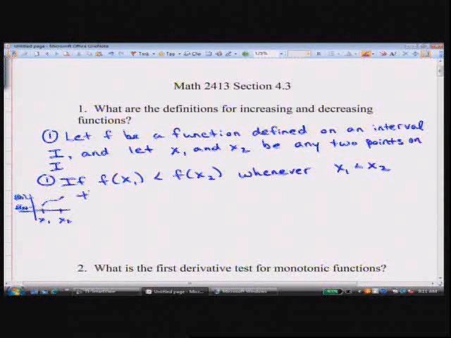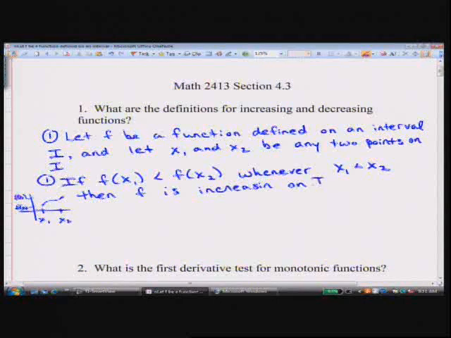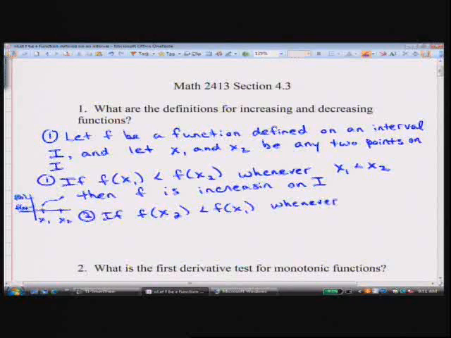So we say then f is increasing on the interval I. And then if f of x2 is less than f of x1 whenever, we always like to go from left to right, so I'm going to say whenever x1 is less than x2. It also makes sense. You know what I mean? That just feels better. So now f of x2 is less than f of x1. Well, then that should make sense that then f is decreasing on I.